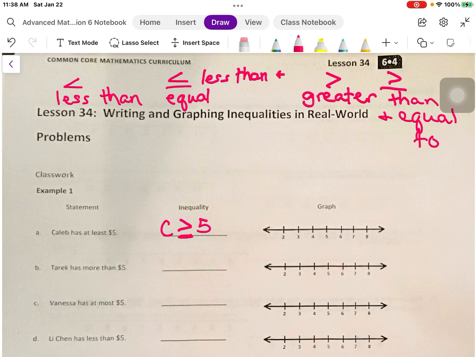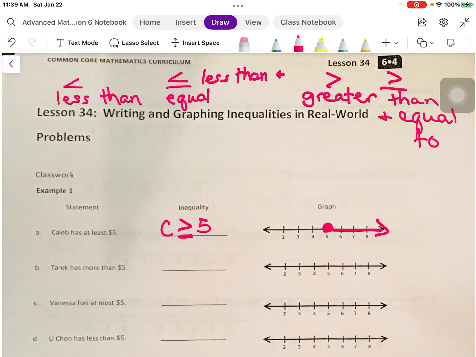To graph it, we find our 5. Because the symbol says greater than or equal to, we put a filled in circle. If it was plain less than or greater than, we'd have an open circle. But because it's equal to, we fill it in, and then we draw our arrow to the right, because C should be greater than 5.